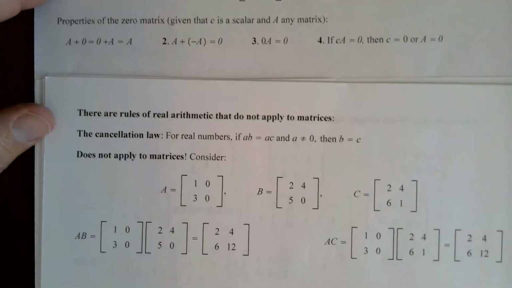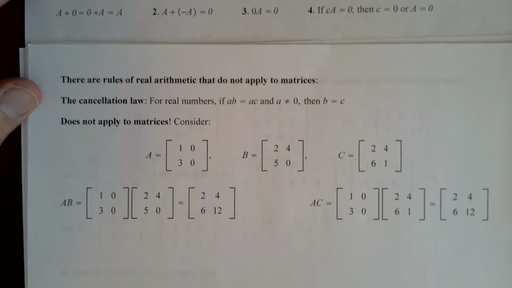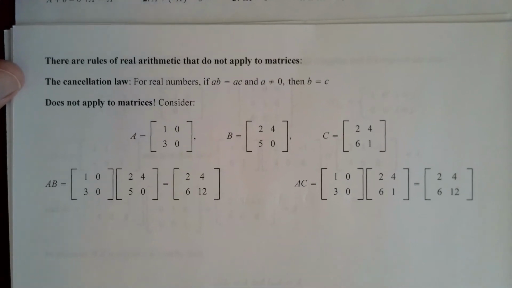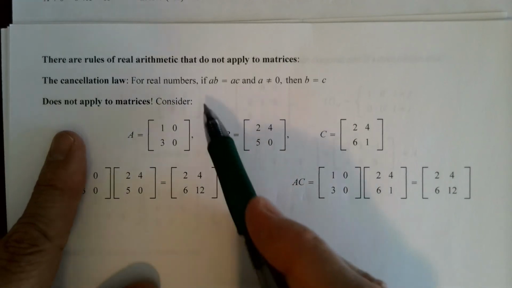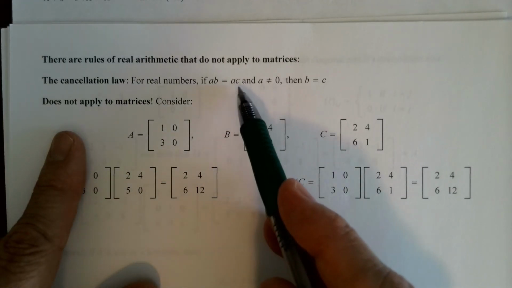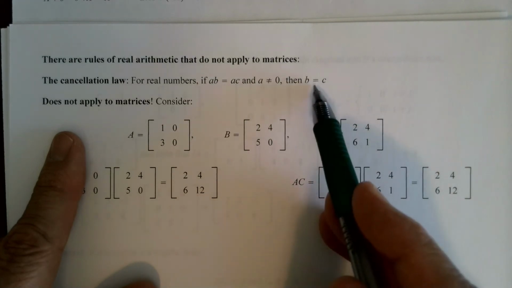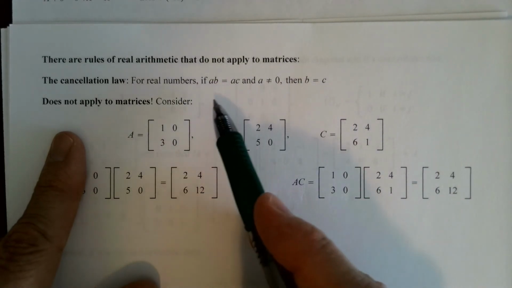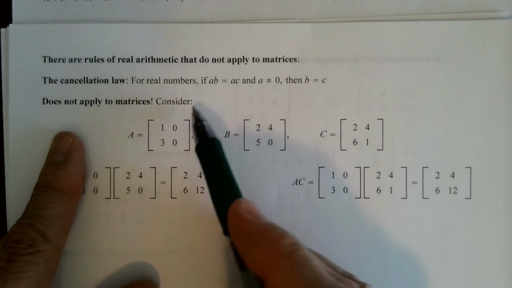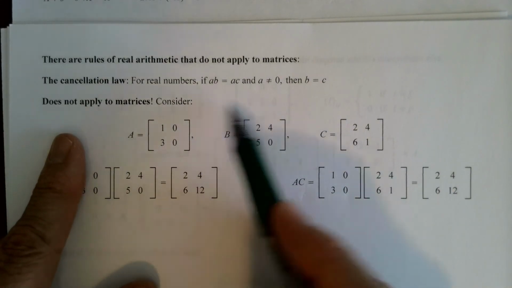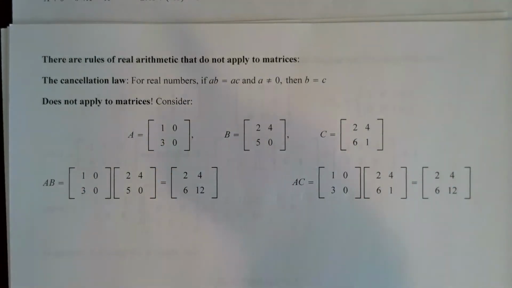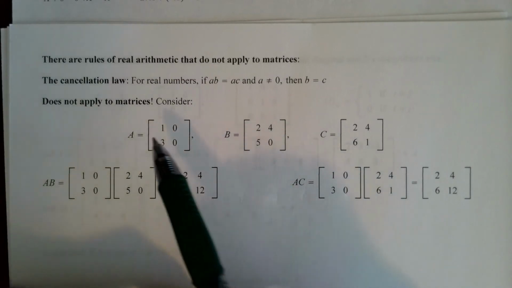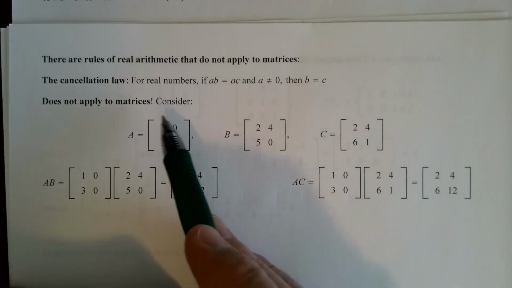With that, a couple more rules, and we'll finish up with this particular video. In real arithmetic, we have the cancellation law. For instance, if you have AB equals AC and A is not equal to 0, you can divide both sides by A and you get B equals C. We do this all the time. Like if I have an equation that says 3x equals 12, you divide both sides by 3 and you get x equals 12 divided by 3, which is 4. We use that property all the time. But it doesn't apply to matrices.